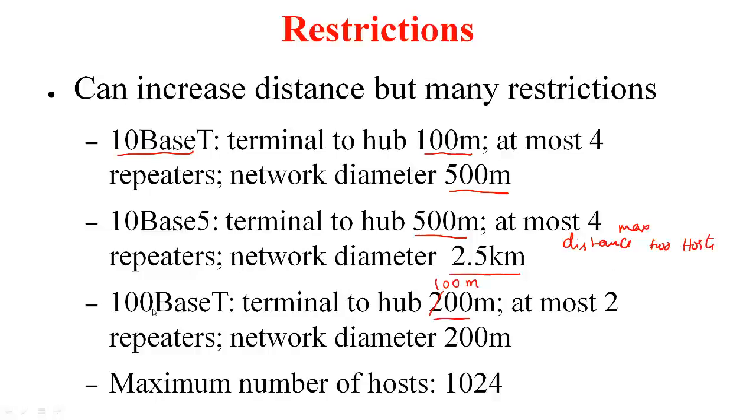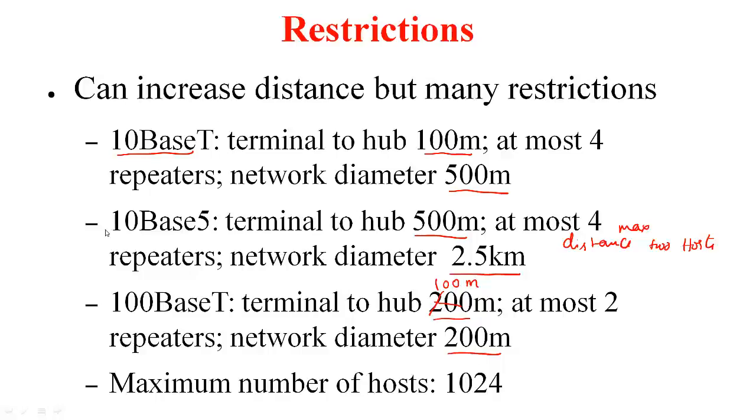In 100 base T, where the speed has increased to 100 Mbps, again the terminal to hub distance, because you're using twisted pair, is 100 meters. This is wrong. This is 100 meters. And you could use only at most 2 repeaters. And in this case, the diameter has reduced to just 200 meters.